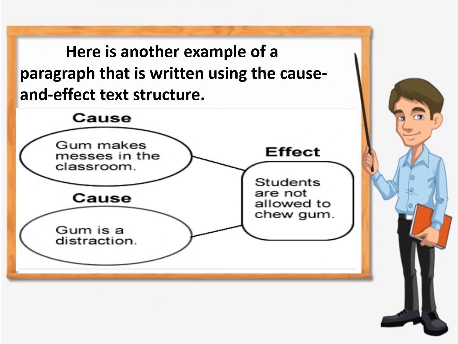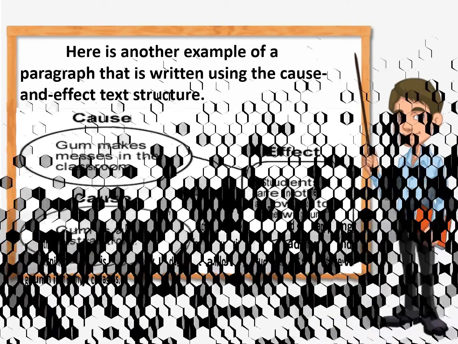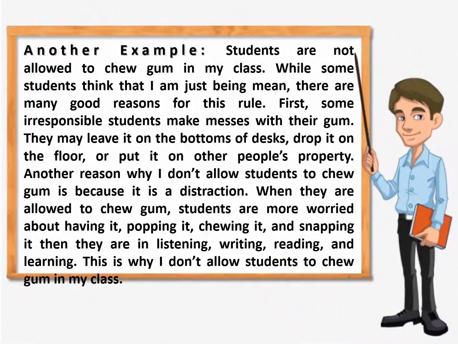Here is another example of a paragraph that is written using the cause and effect text structure. The first cause is gum makes messes in the classroom. The second cause is gum is a distraction. The effect is students are not allowed to chew gum. Now here is the explanation. Students are not allowed to chew gum in the class.